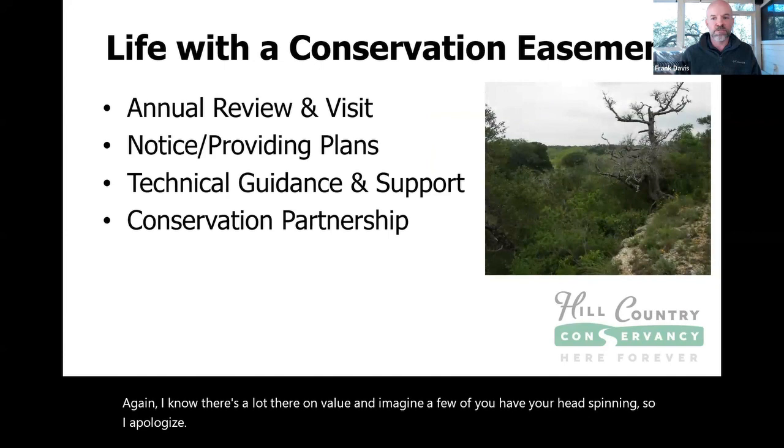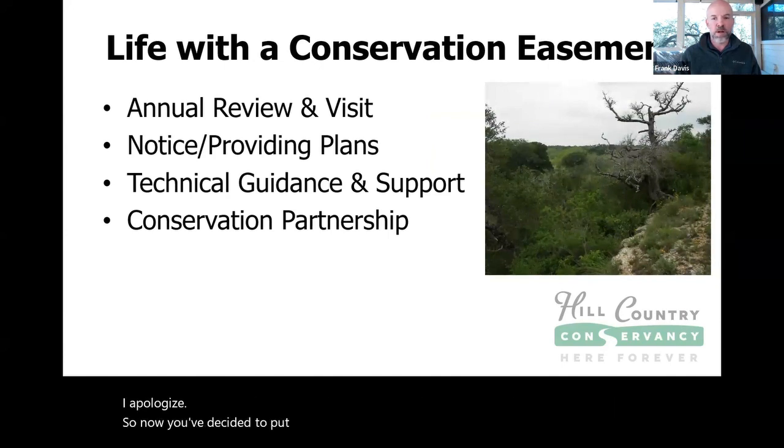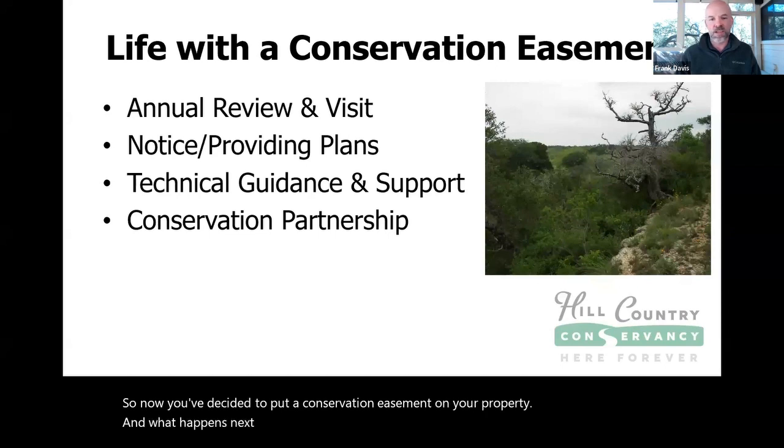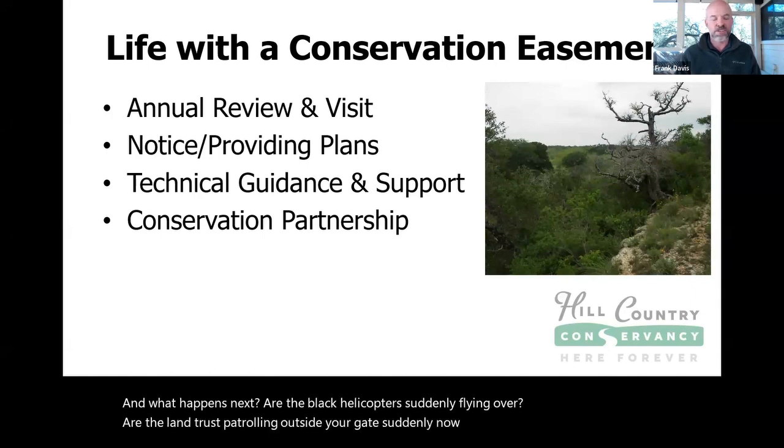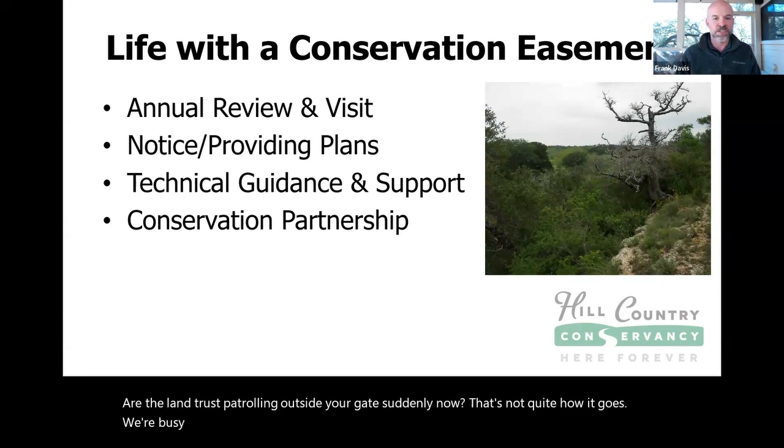So now you've decided to put a conservation easement on your property, and what happens next? Are the black helicopters suddenly flying over? Is the land trust patrolling outside your gate suddenly? No, that's not quite how it goes. We're busy people and we don't want to do that. And I don't have a helicopter. But there is an annual review and a visit.